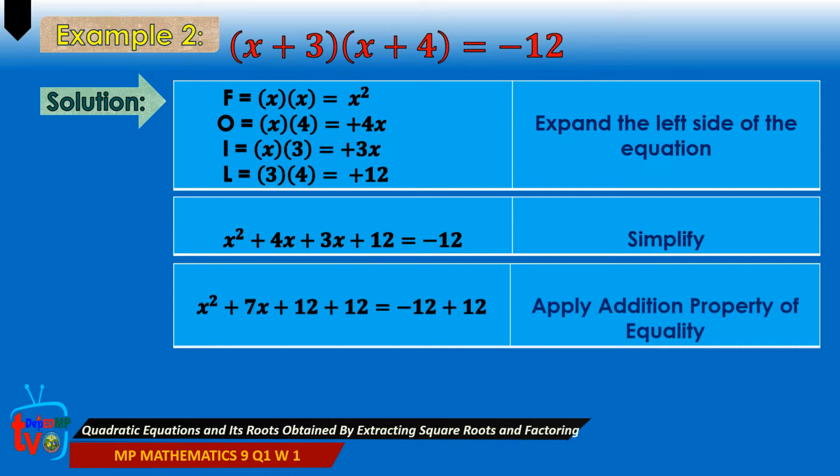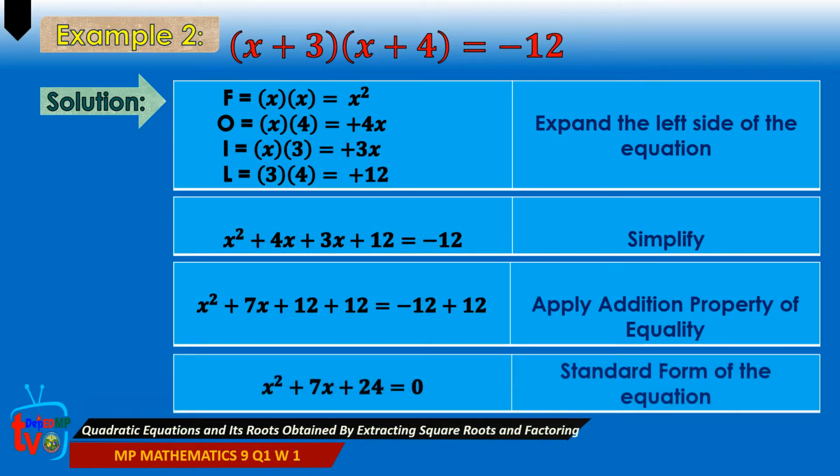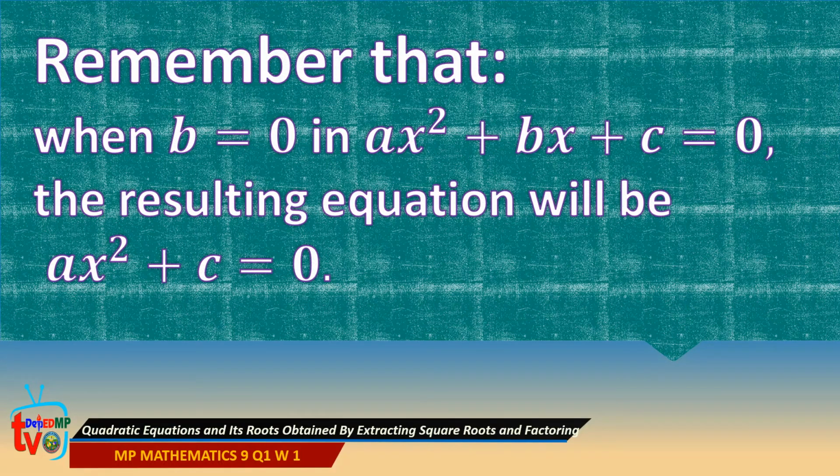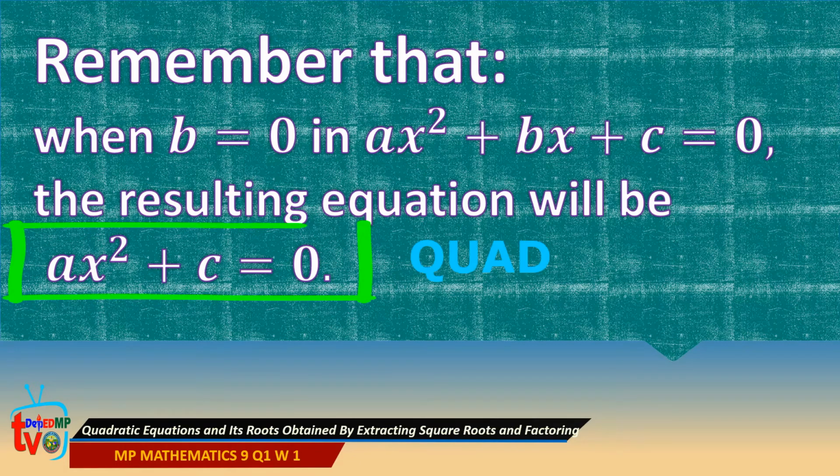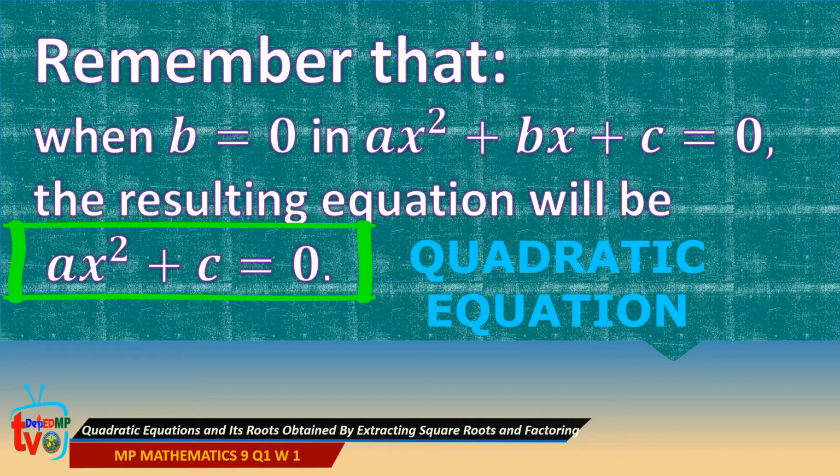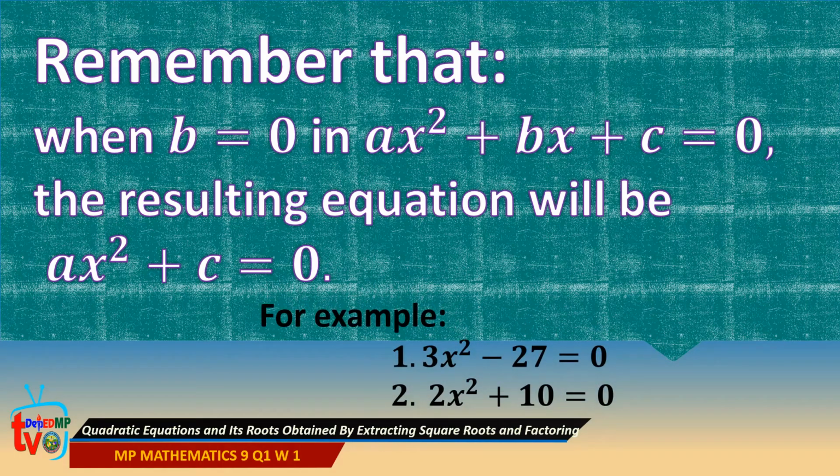So going further, we will have the standard form for this equation, which is x squared plus 7x plus 24 is equal to 0. Remember that when b is equal to 0 in ax squared plus bx plus c is equal to 0, the resulting equation will be ax squared plus c is equal to 0, which is still a quadratic equation.